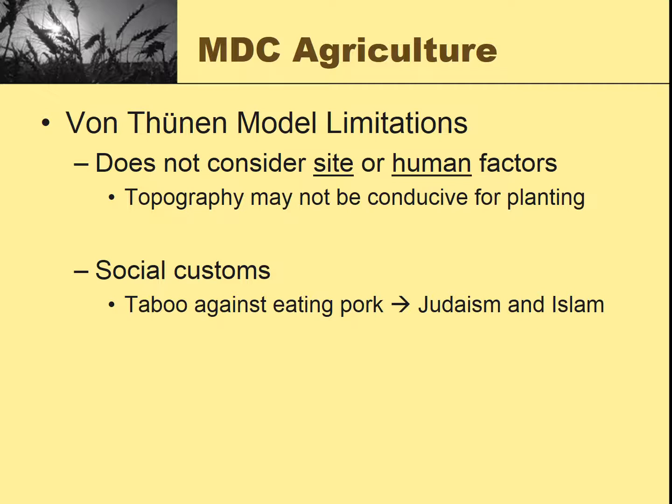It also doesn't consider social customs. So we have certain groups having taboos against eating pork. Judaism and Islam are religions that forbid the eating of pork and pork products. We can also look at Hinduism, strict Hinduism, forbidding the consumption of beef. But it doesn't have to be a religious custom. It can be based on local preference.